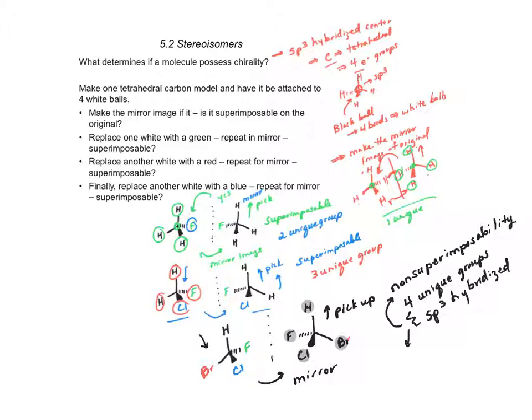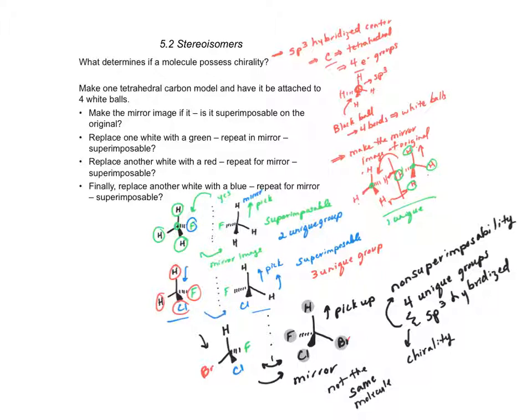So this is our qualification for chirality. This is what's going to make a chiral molecule. This is what's going to determine whether or not there is some sort of non-superimposable mirror image. Because these guys are not superimposable, these are not the same molecule. They are two different molecules, and we're going to have to learn how to deal with that and how to actually denote that.